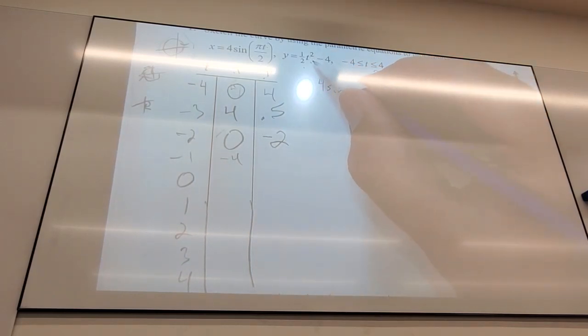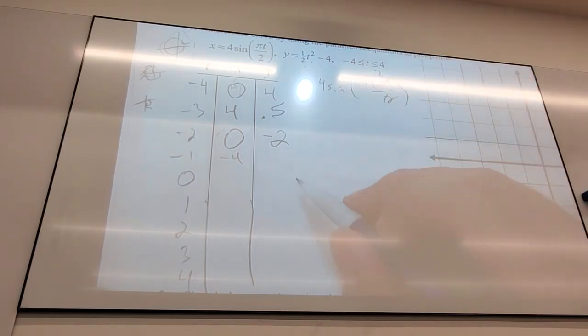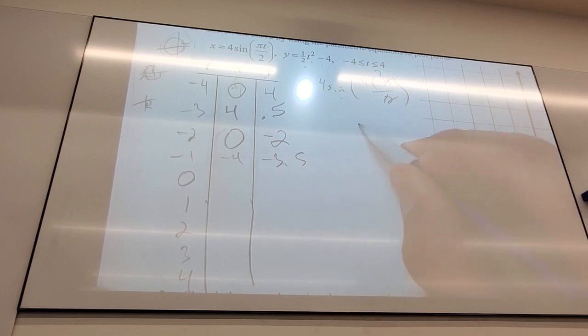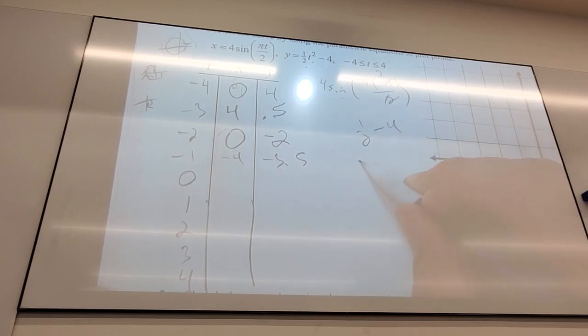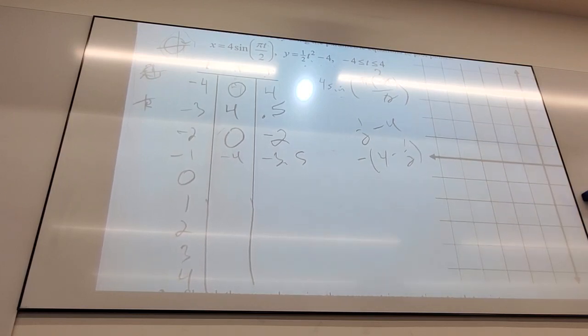If I put a -1 in here, -1 squared is 1, times 1/2 is 1/2. 1/2 minus 4. What's 4 minus a half? Then you just make it negative, right? -3.5. So if I have to do 1/2 minus 4, I could do the negative of 4 minus 1/2. Our brain latches onto that better, so of course we let our brain latch on.